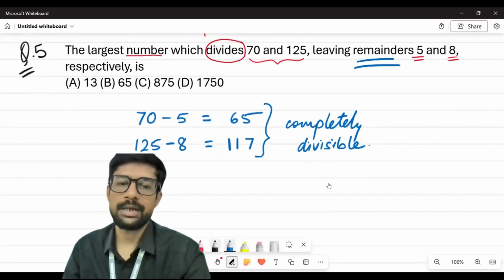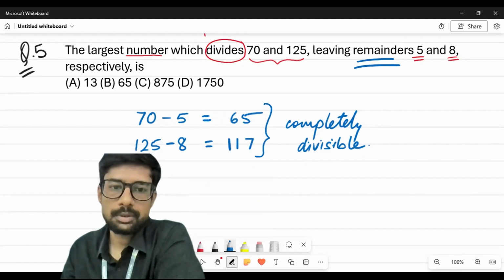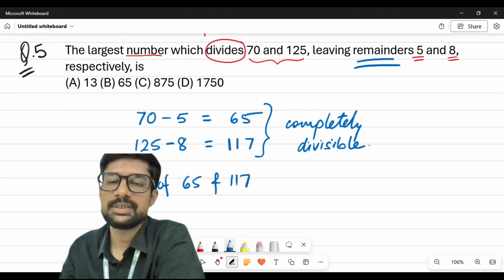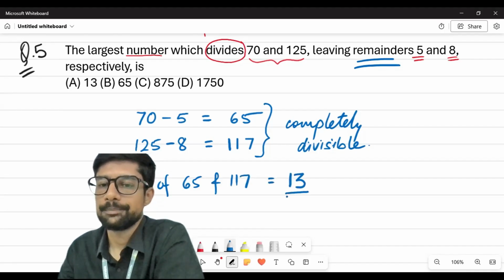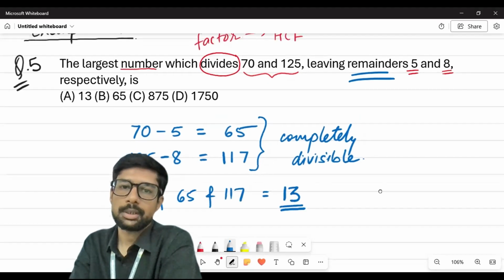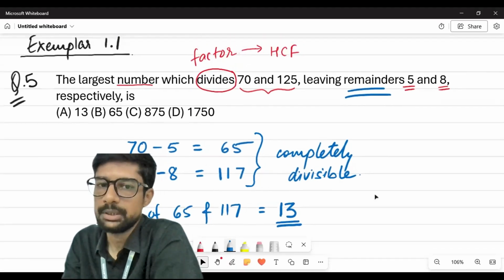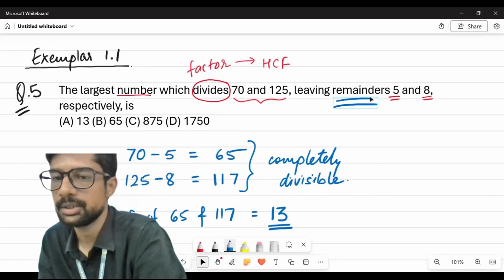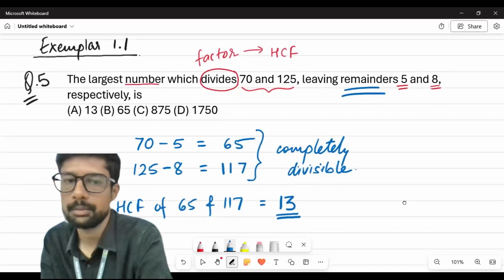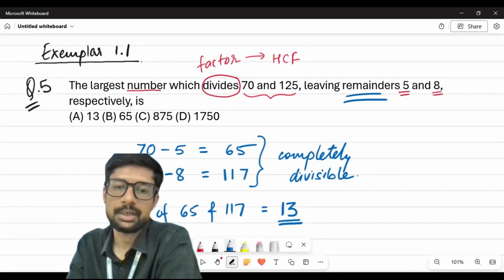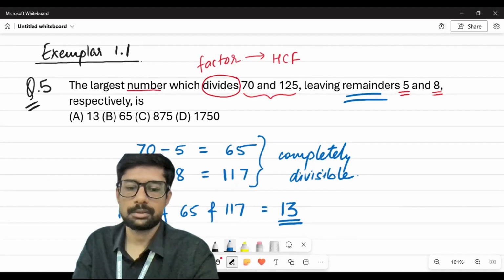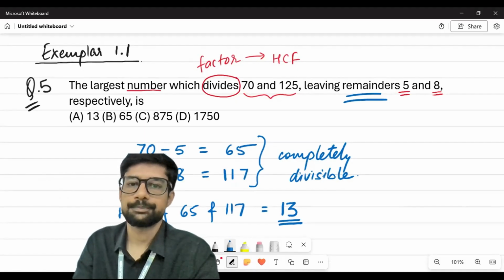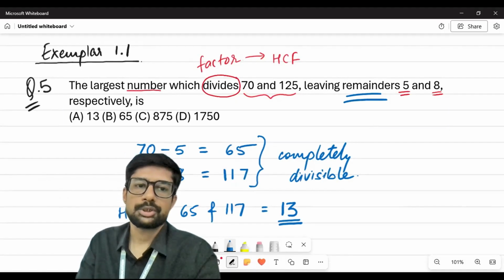So when we went on to find the HCF of 65 and 117, that came out to be 13. Okay, 13. So this is one more range added from this chapter today, right, of covering this kind of question in which remainders are provided. Okay, let's take the next one now. Let me just show you the next part. Question number 6.